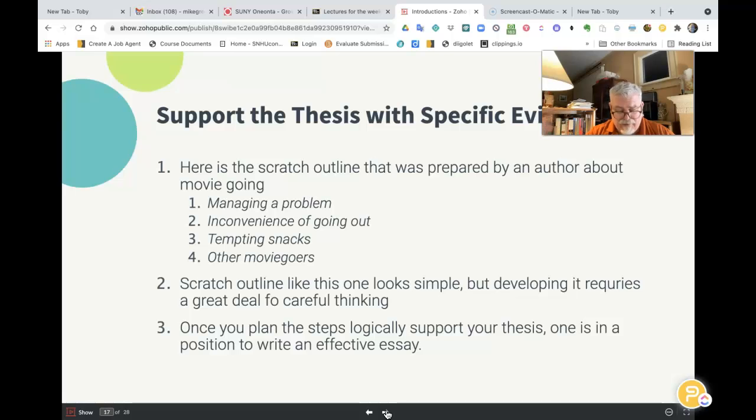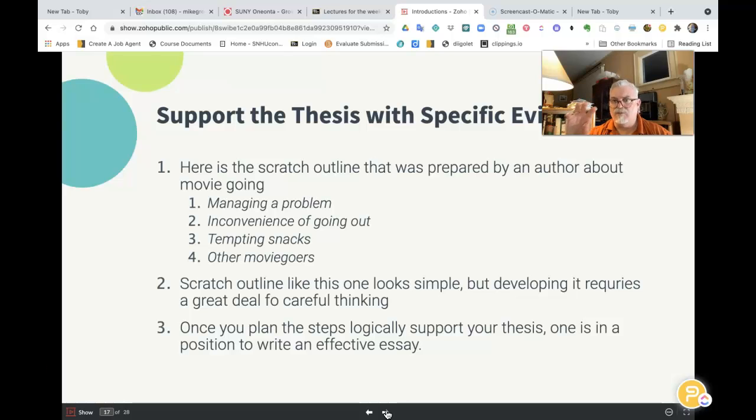But once you plan these, as you're doing your research, you can think about what kind of evidence we have. What's so inconvenient about going out? What kind of evidence can I find to support my point here? What about tempting snacks? If somebody's on a diet, do they really want that, although, is popcorn really that good for you if you're on a diet? What about having to deal with other rude moviegoers, people who don't turn their phone off, people who talk, and so forth?